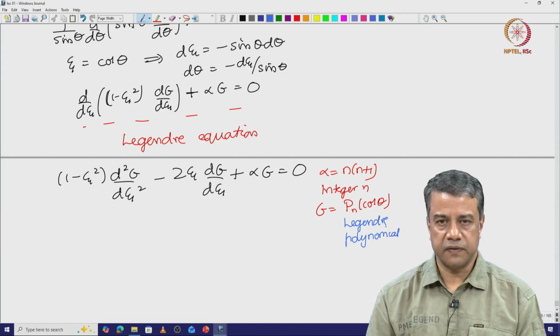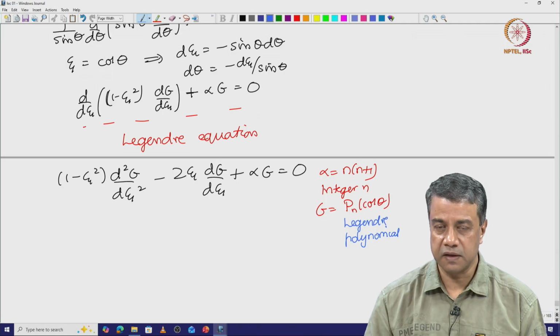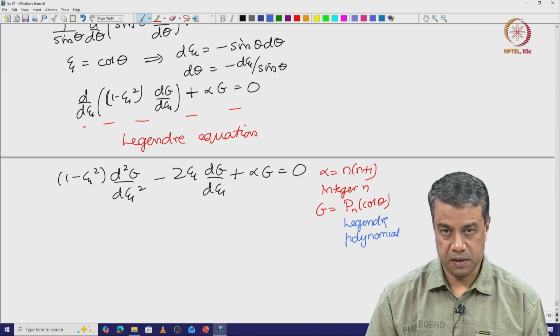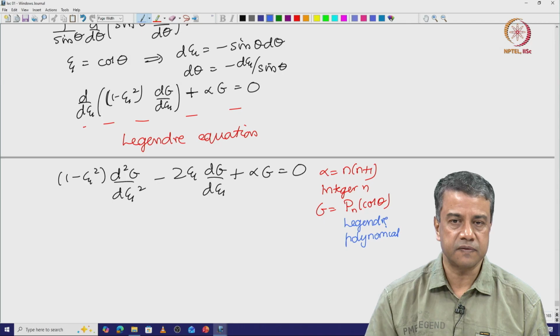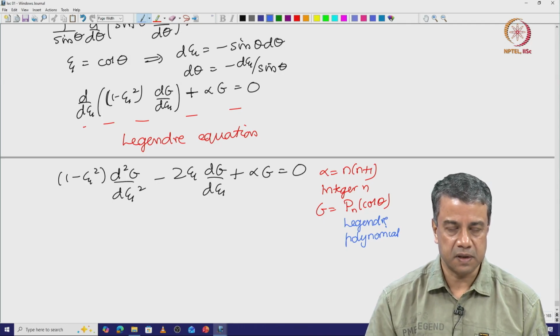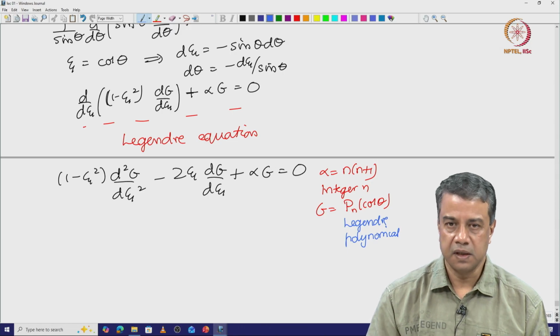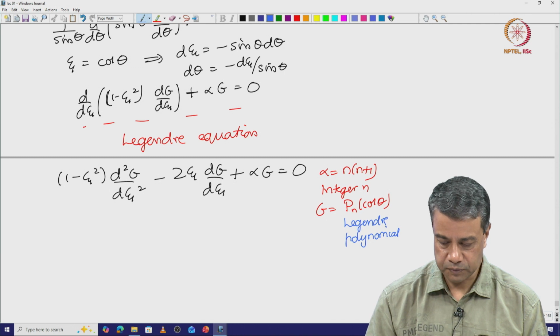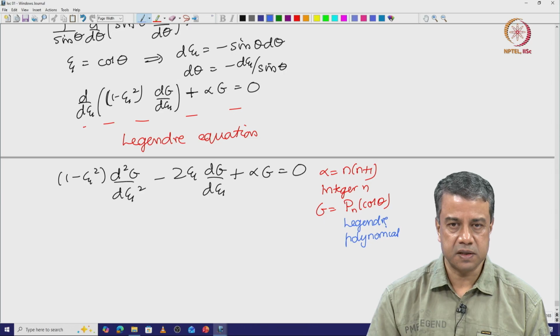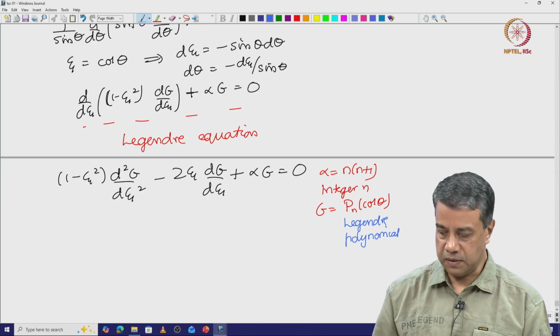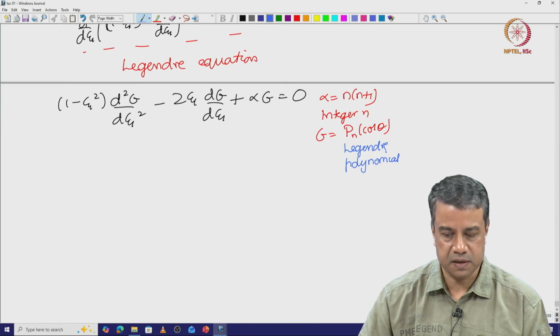Recall that in the case of a Cartesian coordinate system, the eigenvalue was i pi. We said that in order for the boundary conditions to be satisfied at both boundaries, the eigenvalue has to be either i pi in the scaled coordinates or i pi by L in the unscaled coordinates. That was because we had homogeneous boundary conditions in that particular direction, where we got the sine functions as the solution.